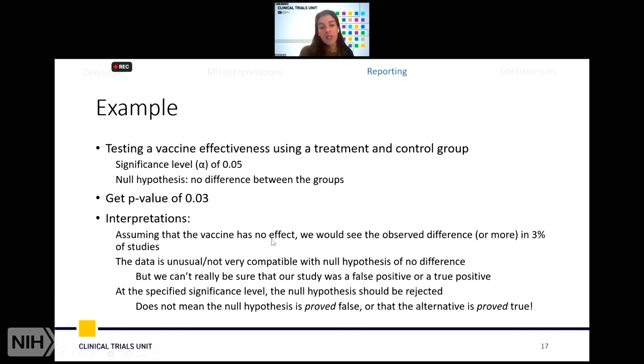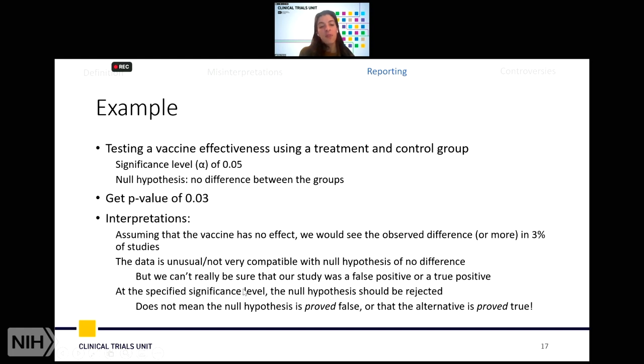One is that assuming that the vaccine has no effect, we would see the observed difference or more in 3% of studies. So that's one possible interpretation. Another interpretation would be that the data is unusual or not very compatible with the null hypothesis of no difference between the treatment or control groups. But again, the note here is that we really can't be sure that our study was a false positive or true positive. So we don't know. This is sort of where it's down to probabilities in a way.